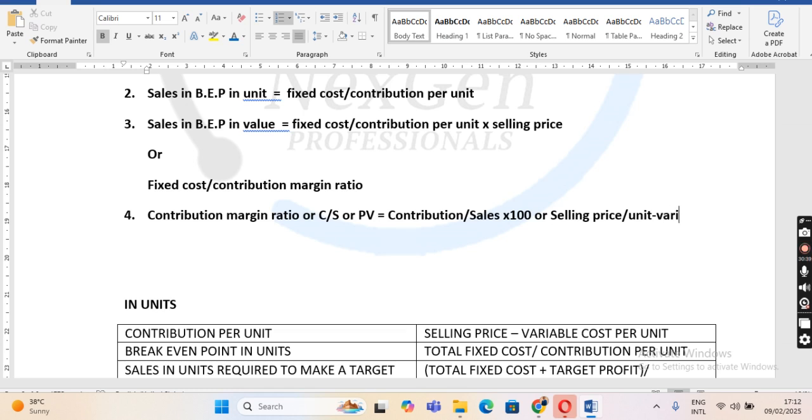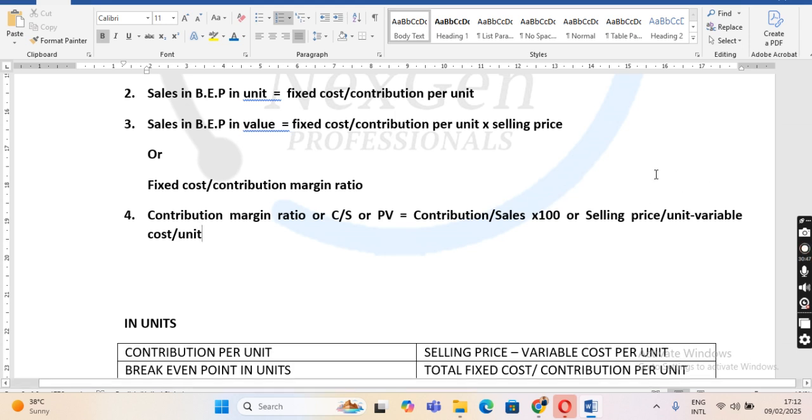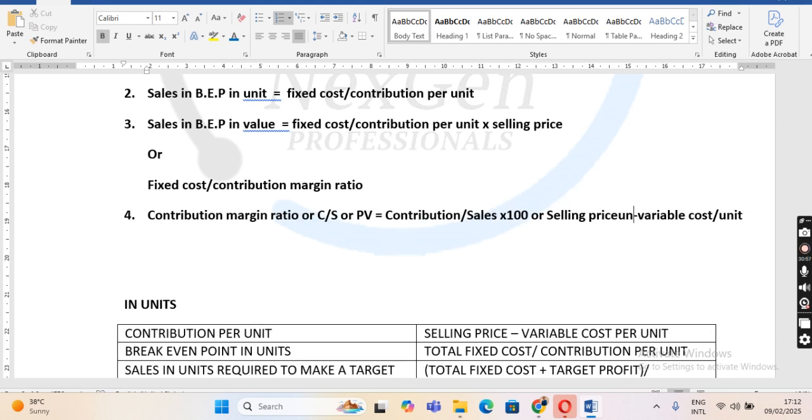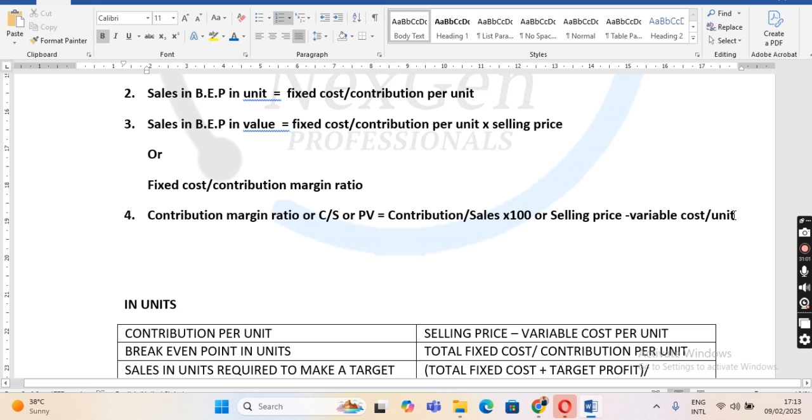Minus variable cost per unit, right? Per unit, per one. Divided by the selling price. You already know it is per unit. Let me say selling price per unit minus variable cost per unit, right? This is variable cost per unit, class. Variable cost per unit divided by the sales, which is selling price. Let me put it as SP.